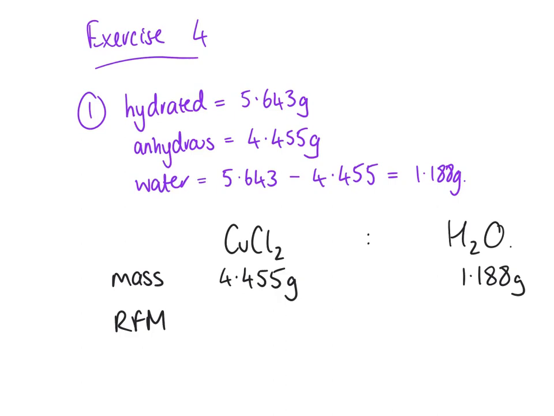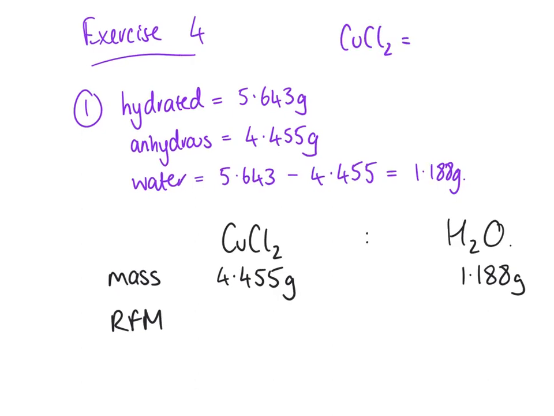Okay, need to work out your RFM of copper chloride. So again, you're looking at your relative atomic masses. What's the relative atomic mass of copper? 64. And then you've got two chlorines, each with a mass of 35.5. If you put that into your calculator, it should come out as 135. So your RFM is 135, and of water, 18.